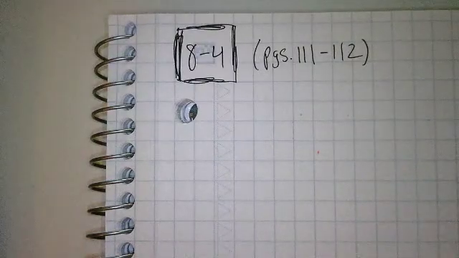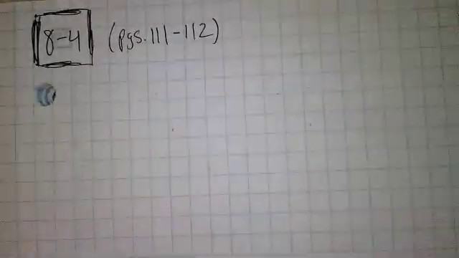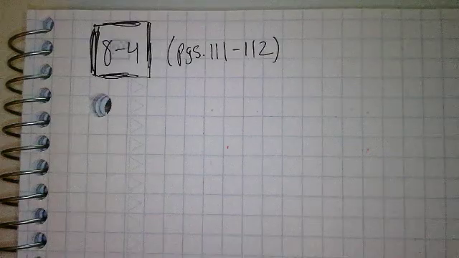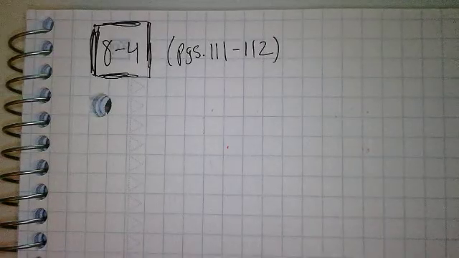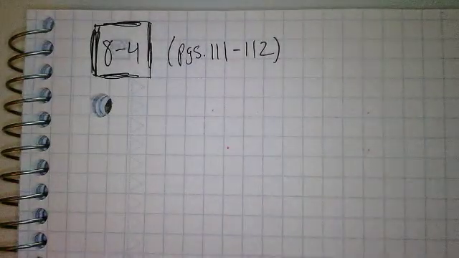Today we are doing 8-4. That's pages 111 and 112 in your book. And today we are basically just continuing what you have done already. So those steps that you did Friday, we're going to be just repeating those steps over and over and over again. But there's one important thing that we need to do that you didn't do on Friday.